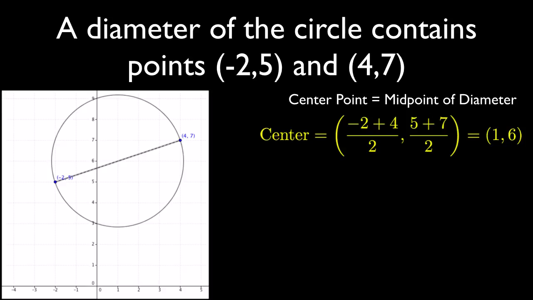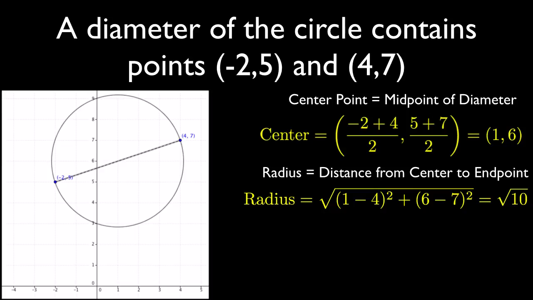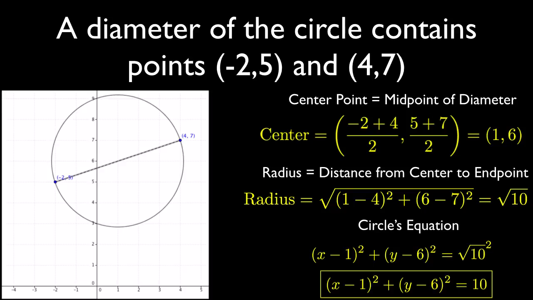Then to find the radius, we can just use the distance from the center point to either one of those two endpoints. I'll pick (4, 7) because all the numbers are positive, so we get a radius of square root of 10, and so therefore our circle's equation is (x minus 1) squared plus (y minus 6) squared equals 10.